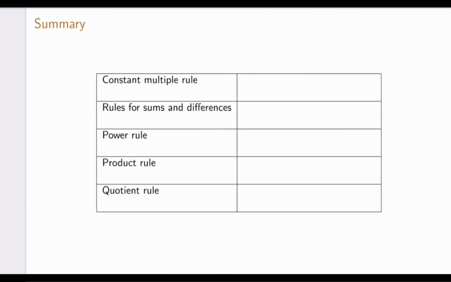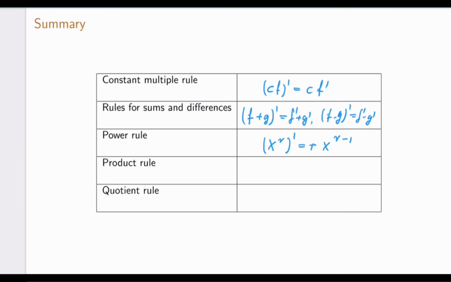The constant multiple rule says (Cf)' is C f prime. The rules for sums and differences say (f plus g)' is f prime plus g prime, and (f minus g)' is f prime minus g prime. The power rule says that the derivative of x to the r is r times x to the r minus 1. What else? The product rule.